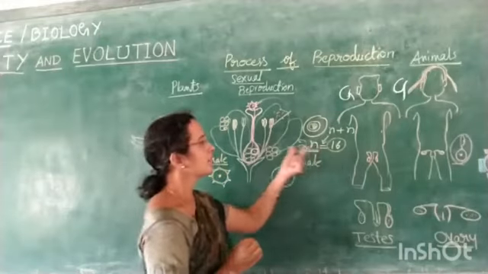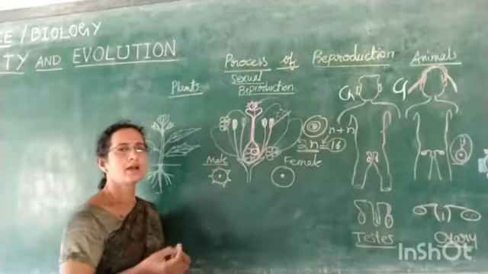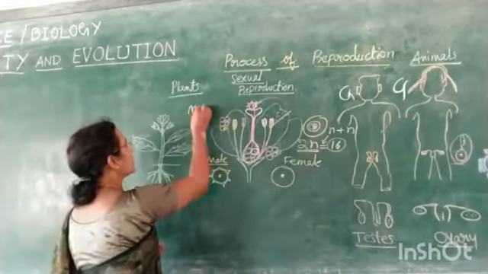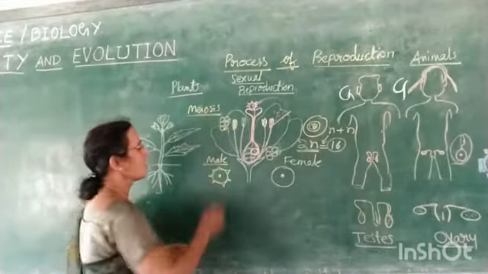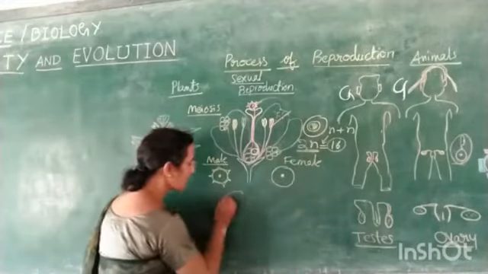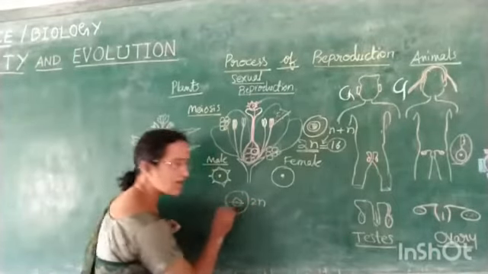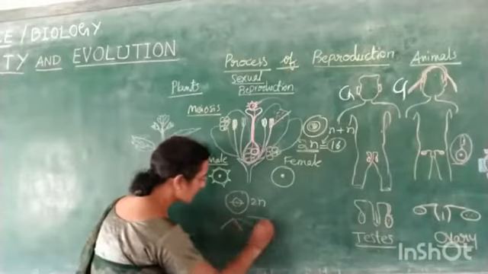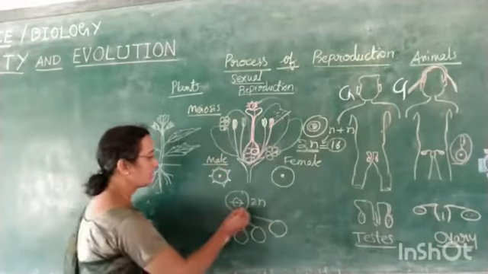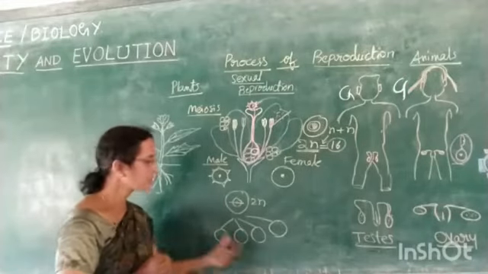Here in the anther, the cell undergoes a reduced type of cell division, which we call meiosis. So in meiotic cell division, what happens? A cell having 2n number of chromosomes reduces to its half. So it results in 4 cells. We have discussed this earlier: when one cell divides, it results in the formation of 4 cells.